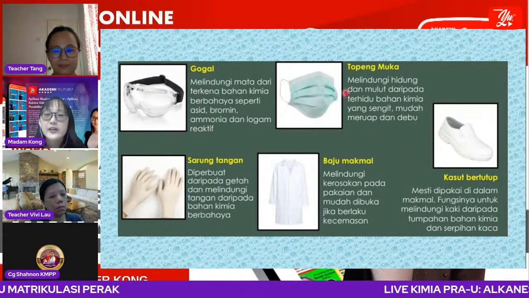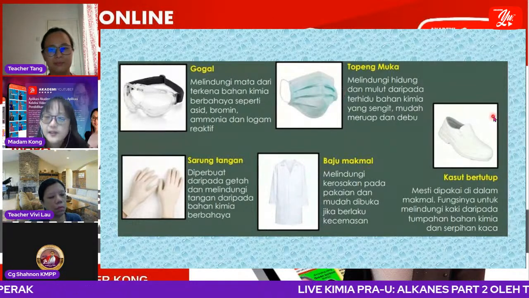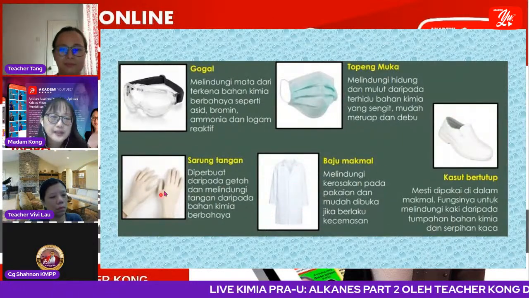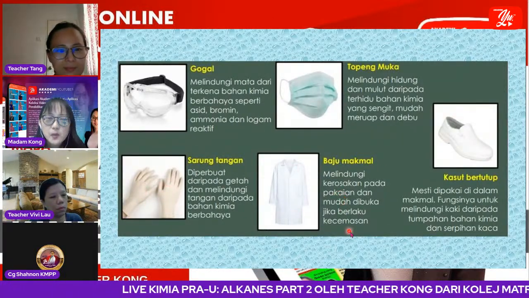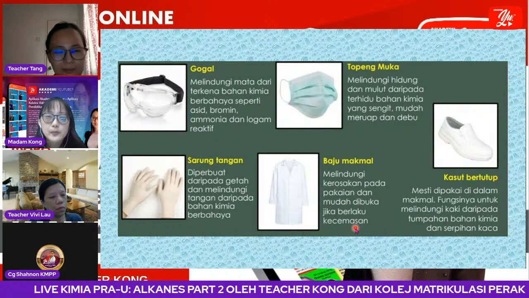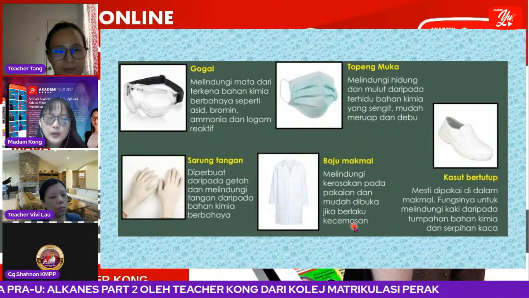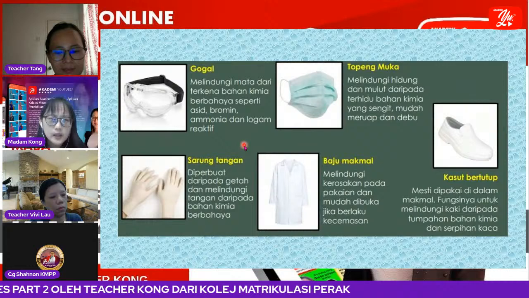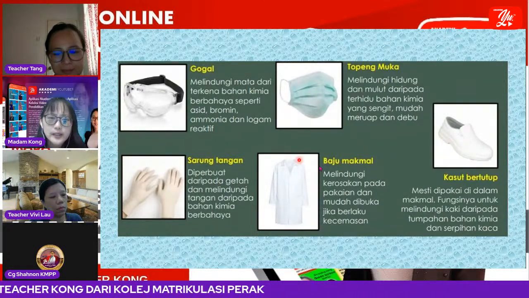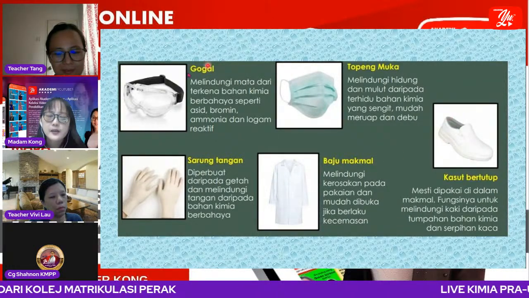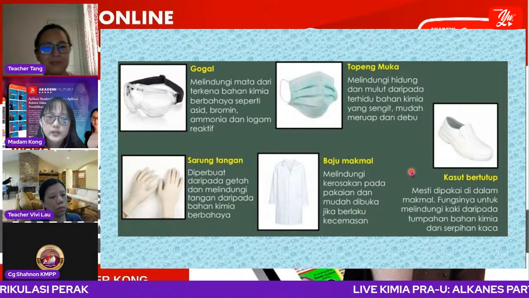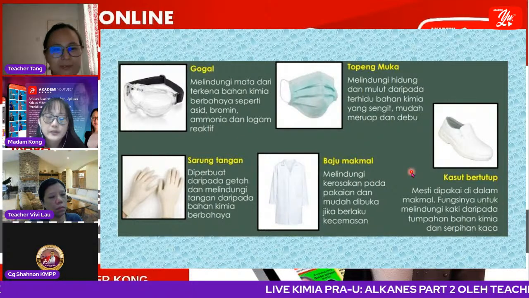Nowadays, everybody has to wear a mask. Okay, cover shoes, lab coat, and this is the glove. Since form 4 and form 5, I think maybe form 3, except form 1, or even form 4, we will remind you all again, all of these are safety equipment, so you must wear them during and when conducting an experiment.